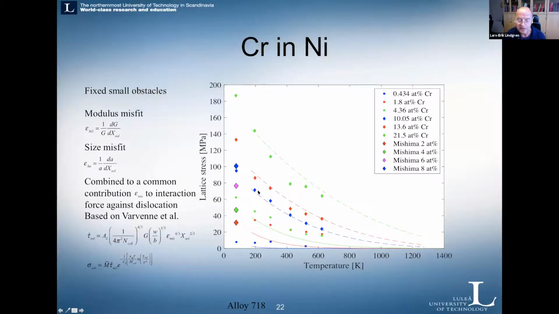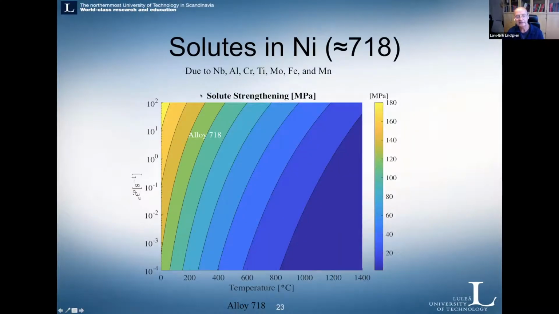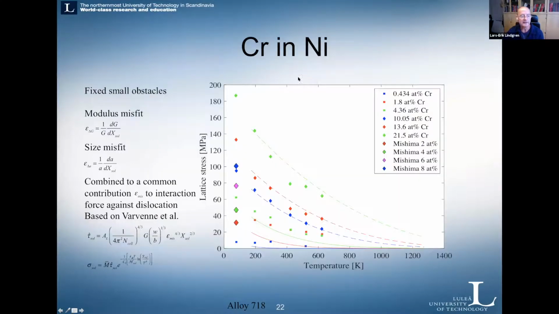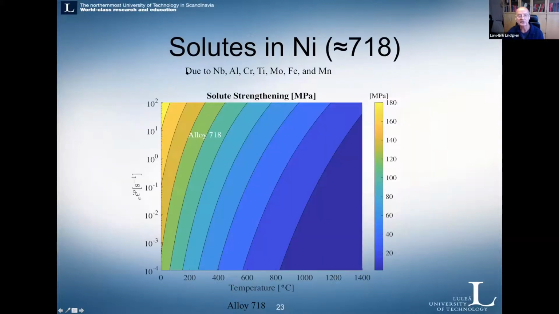And of course, it's not a perfect match. It's not that easy. Luckily enough, we haven't weighted, but the interesting range for alloy 718 is fairly okay represented. Low concentration chromium is not well represented, and high seems to go away also. So we can then predict, and we use the same model, but we have different modulus misfit and size misfit. So we could include more solutes from the 718 and compute how the additional strengthening depends on temperature and plastic strain rate, for example.